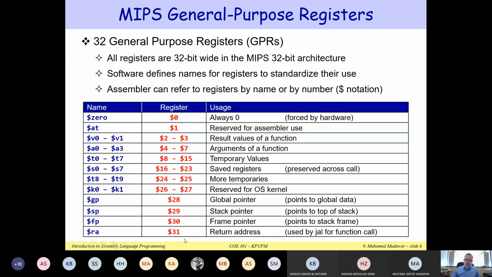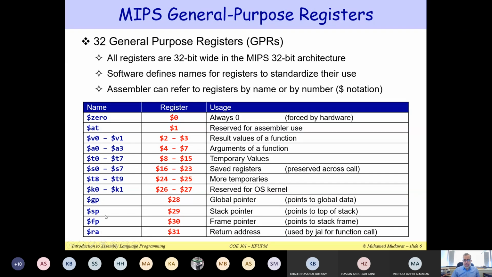And each register consists of 32 bits. As I said, register 0 is always 0. It's forced by the hardware. So the hardware forces the value of register 0 to be always 0. And then each register can actually have a special use by the software. So the software can use these registers in a special way. For example, register 31 is used to store the return address. So it's called the return address register, or RA.